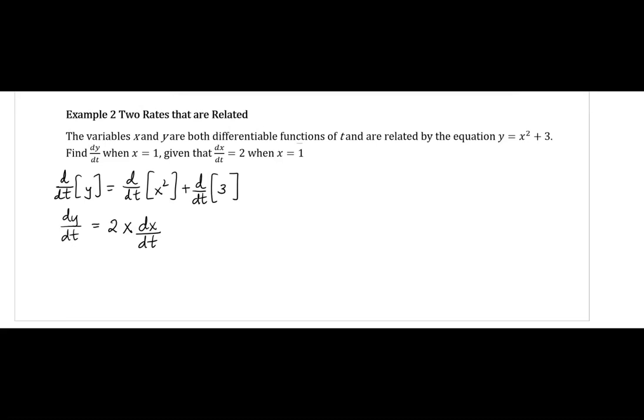So we want dy/dt, and we have dy/dt equals. We want it when x is equal to 1. So I'm going to now plug in these values when x is equal to 1, that same notation with a vertical bar. Plug in 1 for x, and then for dx/dt, we have additional information that again, when x is 1, dx/dt is equal to 2. So we are able to get our final answer of 4.